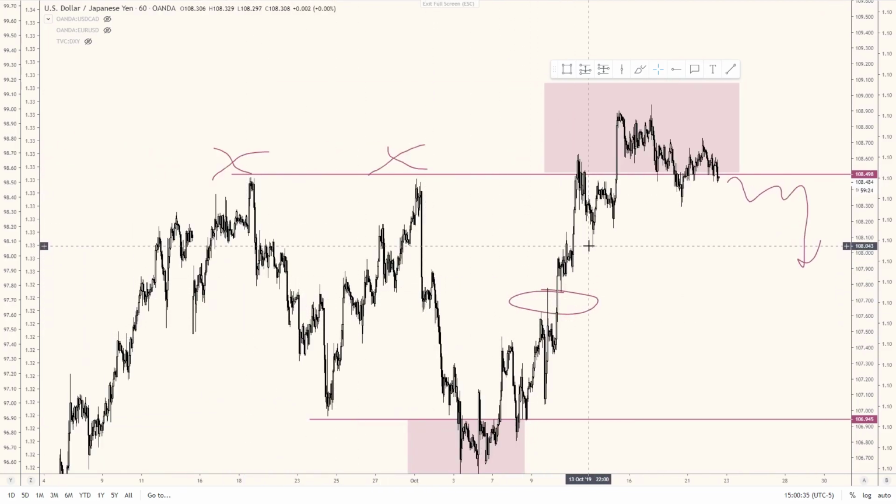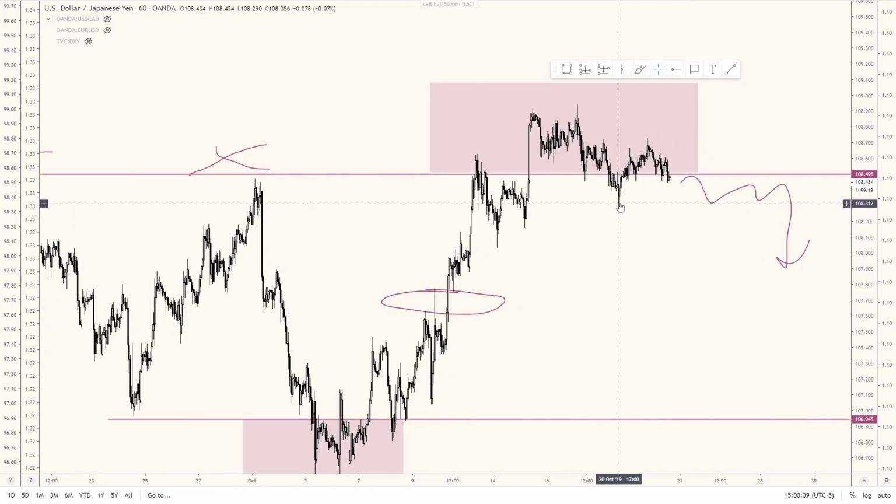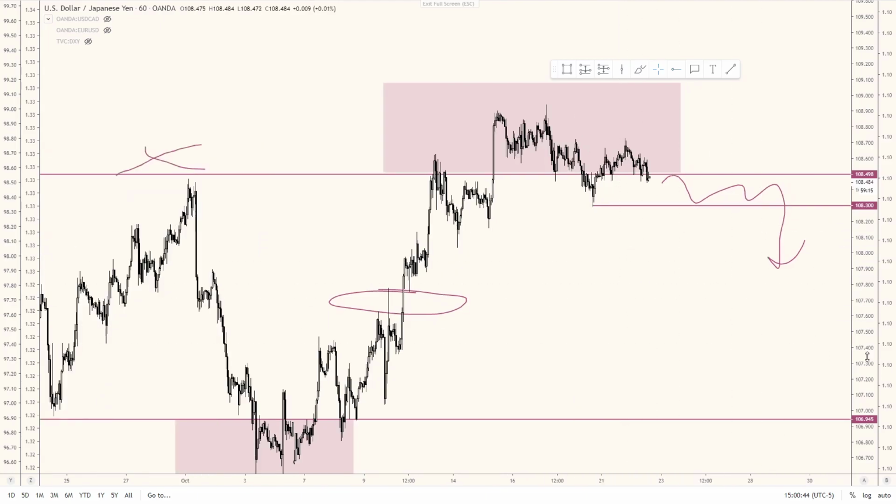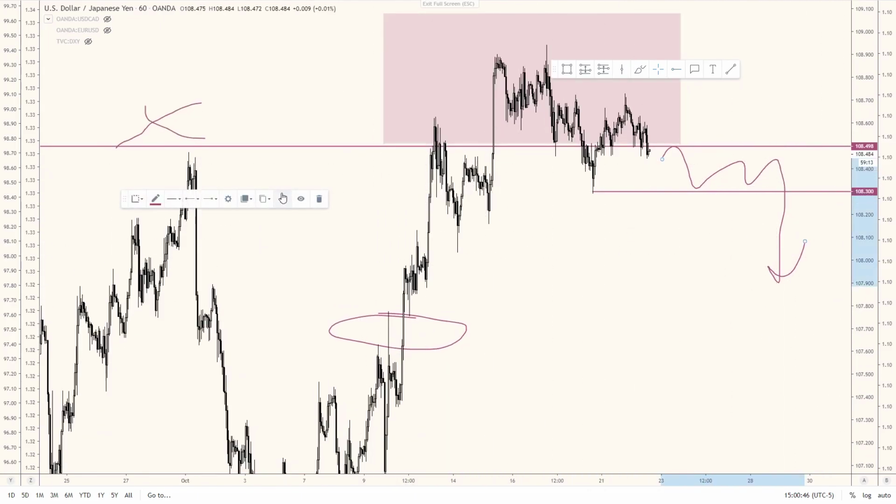So again, all I'm doing here is looking for liquidity draws. We have a swing low right here. Let's actually delete this because it's getting a little cluttered.